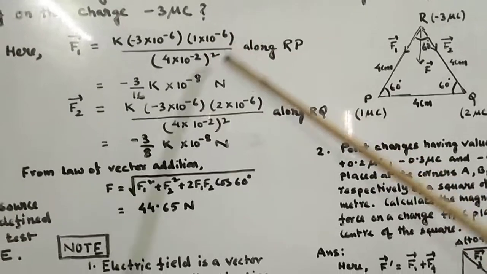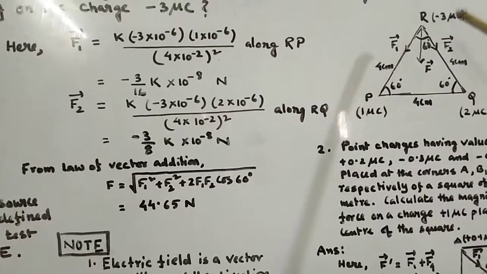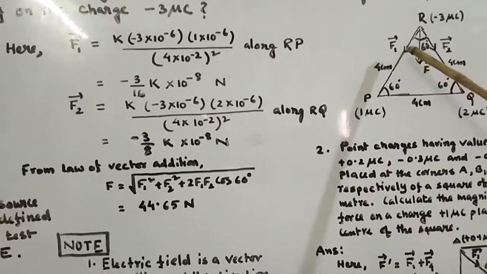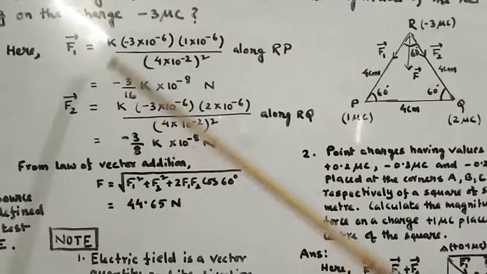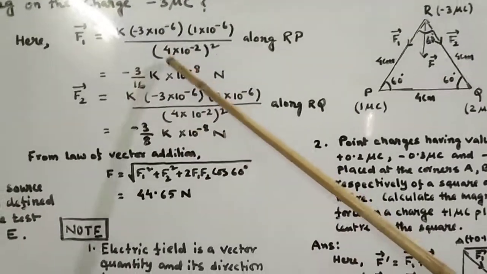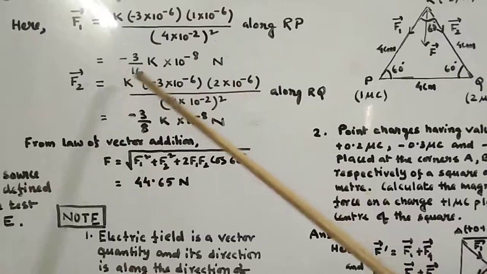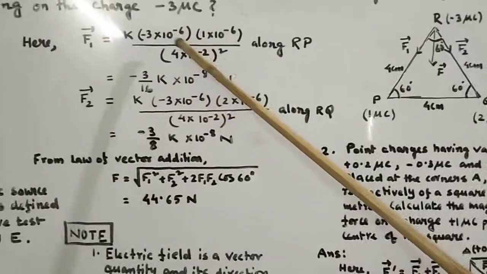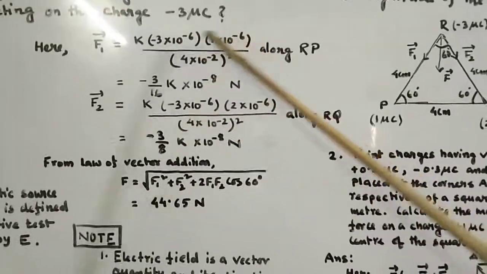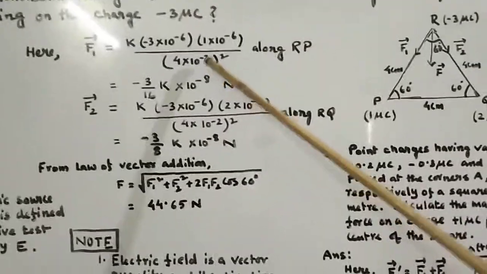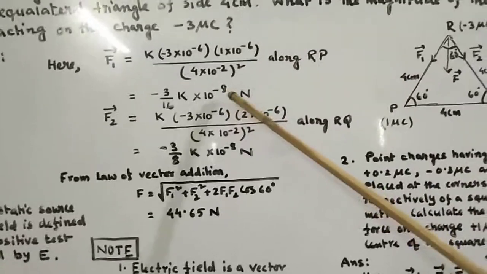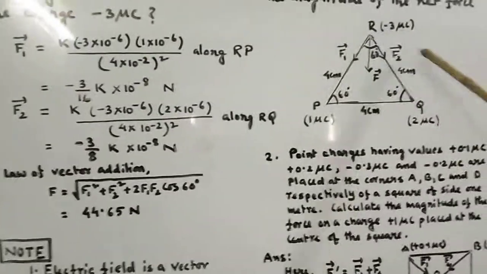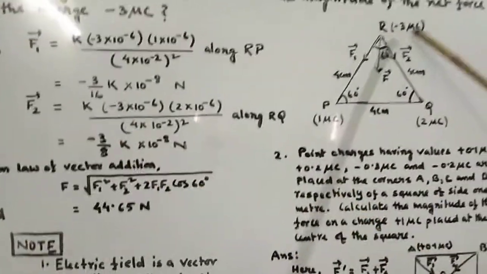As it is R square, you have to square it, and it is directed from R to P as specified in the figure with the F1 vector. If we simplify this, it comes out minus 3, and as it is squared, it should be 16. So minus 3 by 16, and this is K, and 10 to the power minus 6, 10 to the power minus 6, 10 to the power minus 12, and the denominator is 10 to the power minus 4. If you take 10 to the power minus 4 up, it goes to 10 to the power minus 8 Newton.